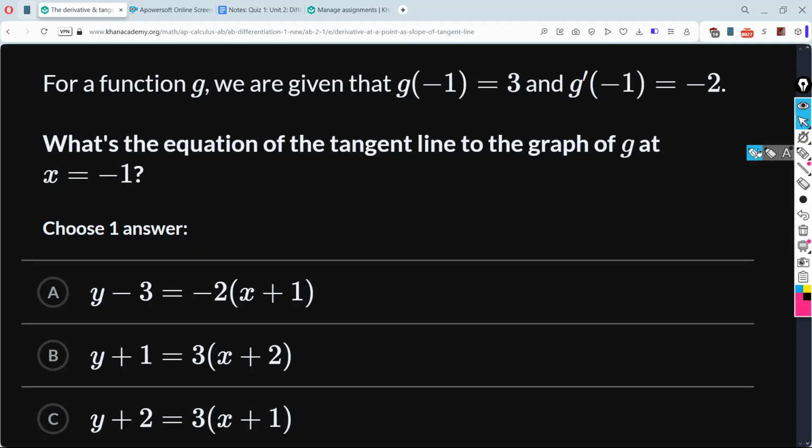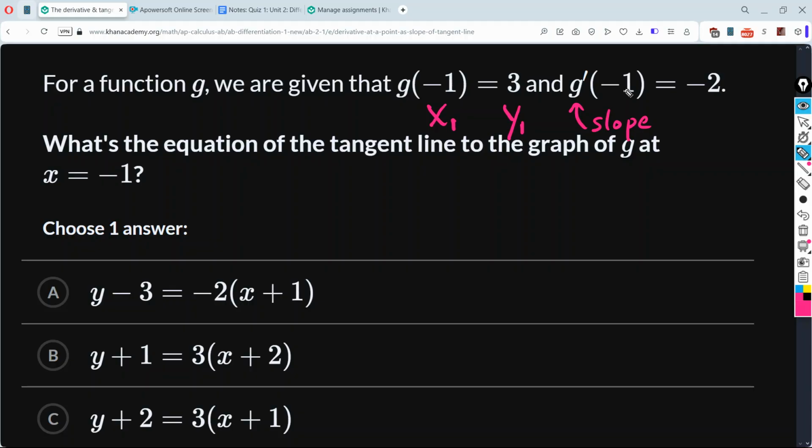And they're basically giving us one point here. If they're saying g of -1 equals 3, this is basically your x coordinate, and this here is basically your y coordinate. Okay, so this will go in place of x1, this will go in place of y1. And remember, g prime, we said in the other exercise, that means the slope.